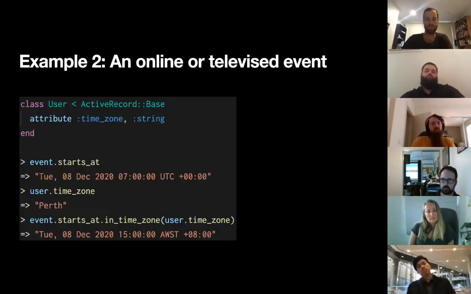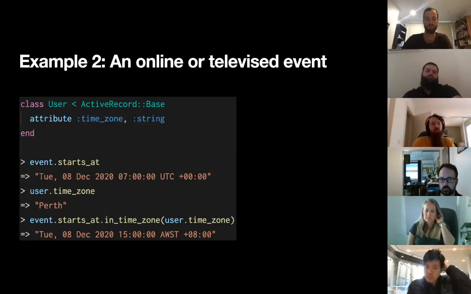So using the event model that we had before, we're going to add another model called user, and we've given this user an attribute called time zone. This is relatively common in web applications where you have users, where you either let them pick a time zone from the list of 134 Rails approved time zones, or you might detect it or guess.